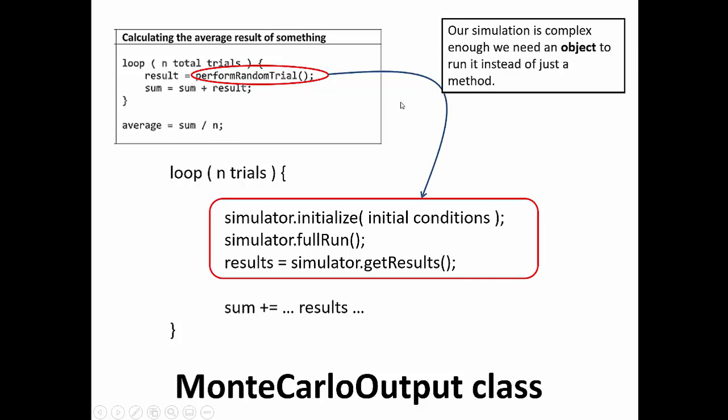Our simulation is complicated enough now that we probably don't want a single method to do it. We need a whole object to do it. So instead of writing the loop like this, we're going to write a loop that loops for n trials, and then you'll have a simulator object where you'll tell your simulator to initialize with whatever your initial starting conditions are, and then to run the full simulation, and then you'll ask the simulator for the results.